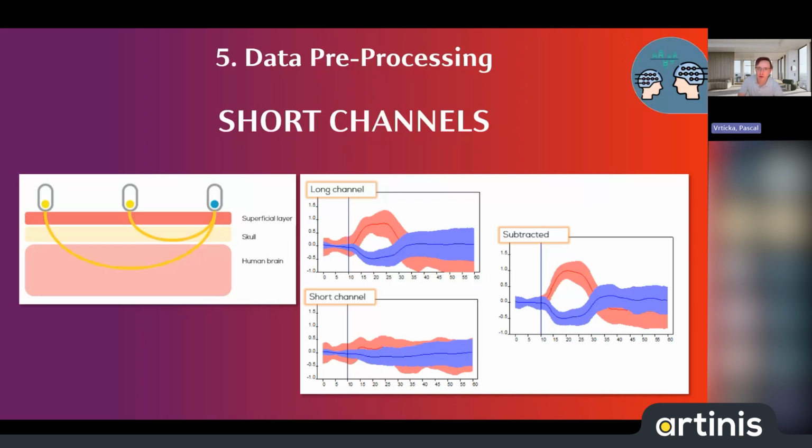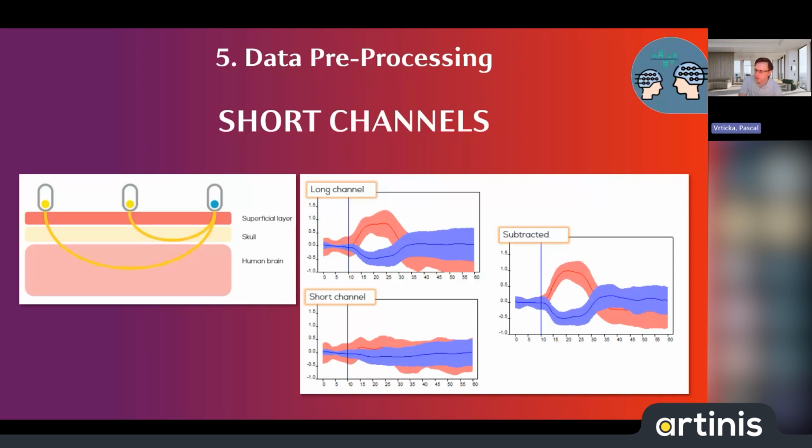There are different ways of arranging short channels for Artinis. It's quite nice because you don't lose standard channels if you want to add short channels, because you can just add a different optode holder that also has a space for a short channel just beside it, but you can still use that optode for a standard channel.